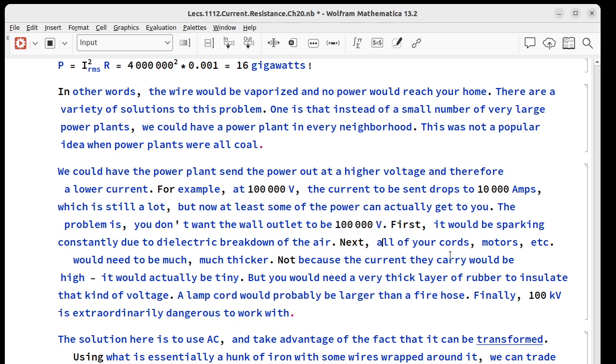Also, all your appliances, their cords, the motors are going to be enormous because they're going to be filled with insulating material. The current carrying wires could be like bread twists, but you're going to need a fire hose amount of rubber on the outside of that to insulate it. And besides all that, a shock is pretty much guaranteed to be fatal if you're talking about a connection to the power plant at 100,000 volts.